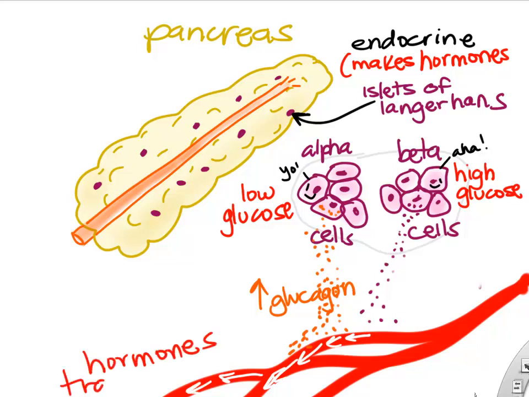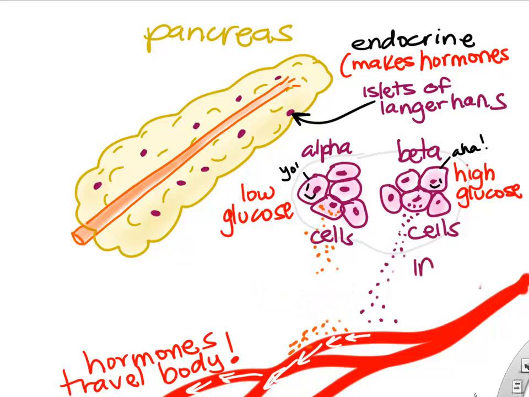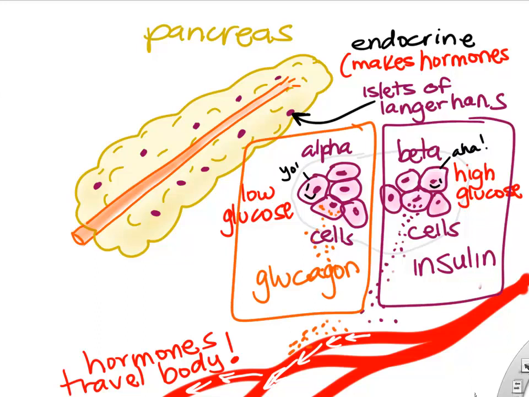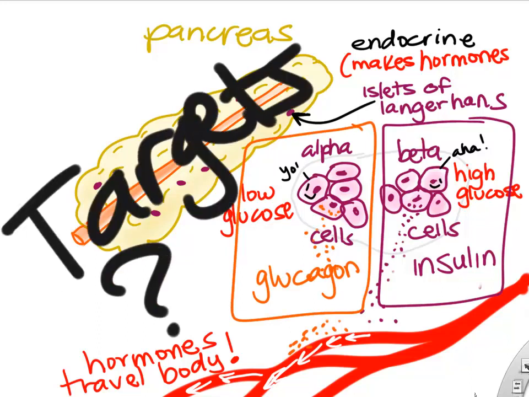So again, these are pancreatic hormones that travel the body, and they're going to have important actions in regulating our blood glucose. So the alpha cells and the beta cells are blood glucose sensors, and they're going to actually make these hormones.